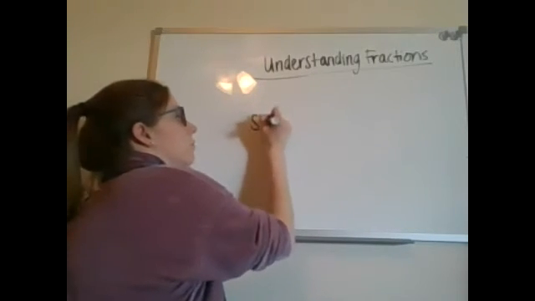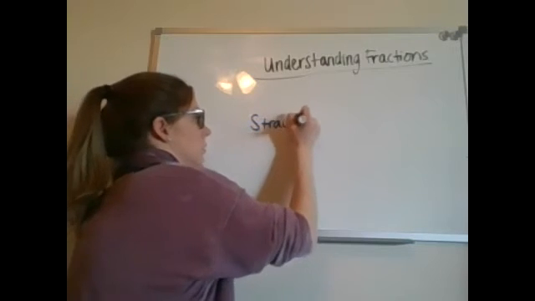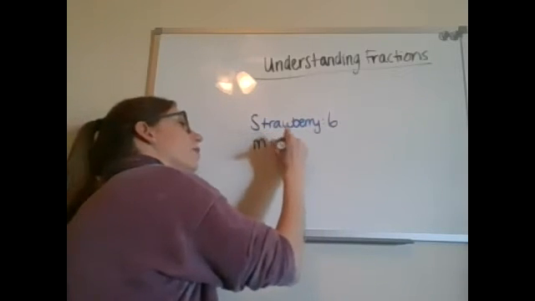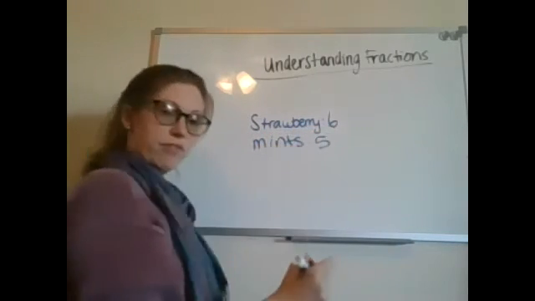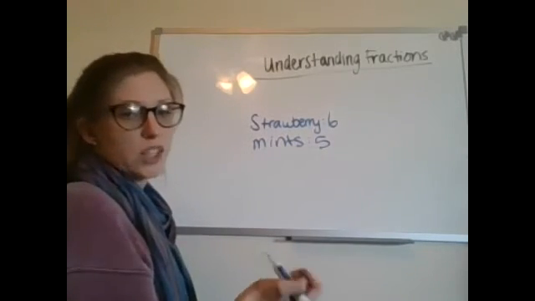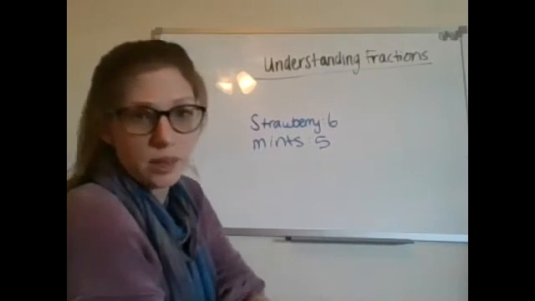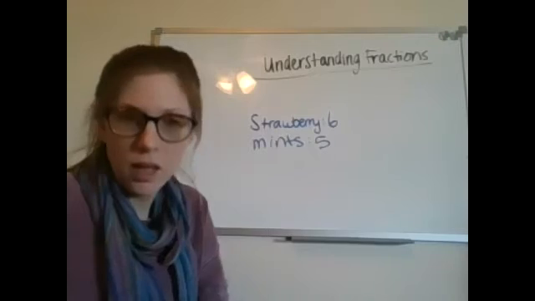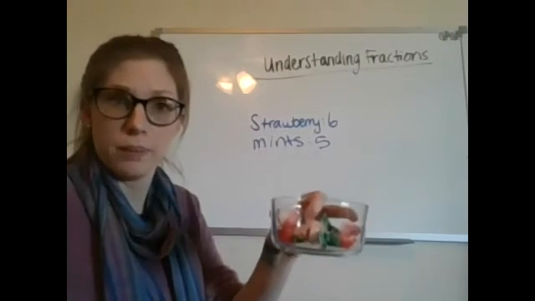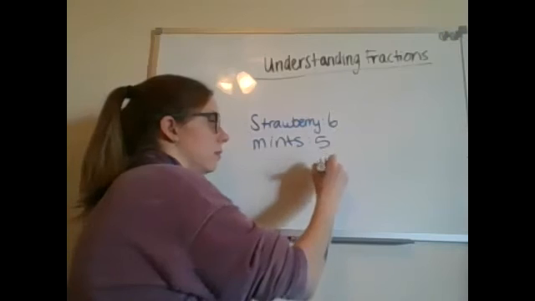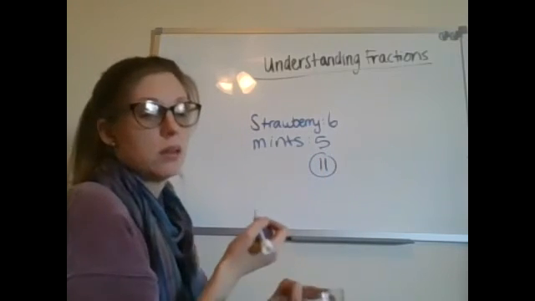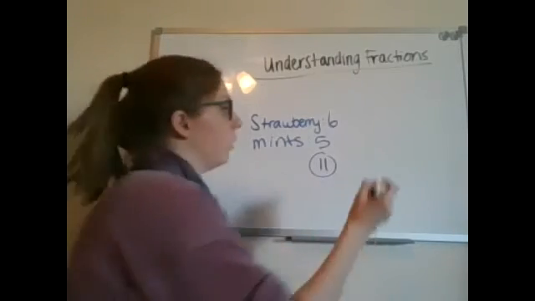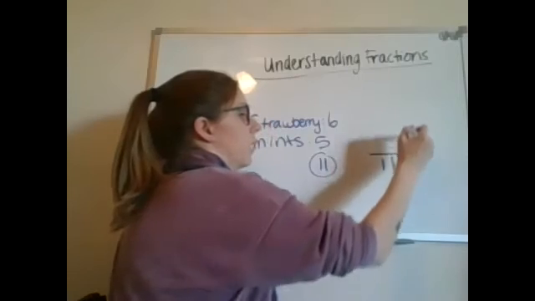So if I have strawberry, we said we had 6 of those. And for the mints, we had 5. So first thing I would ask you, what's the whole? How many total pieces was in this bowl here? How many total pieces are in here? We would add up those 2 numbers here. 6 plus 5 is 11, all right? So there's 11 total pieces. So that's our whole number, which will be our denominator, okay?